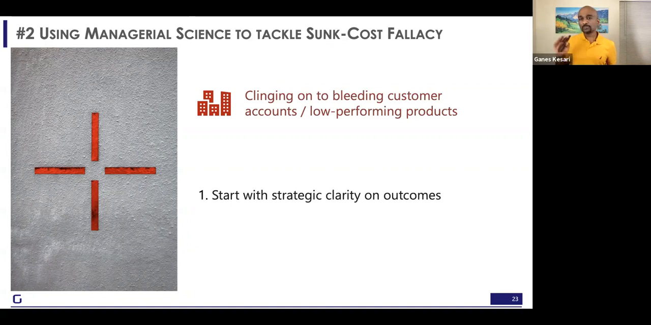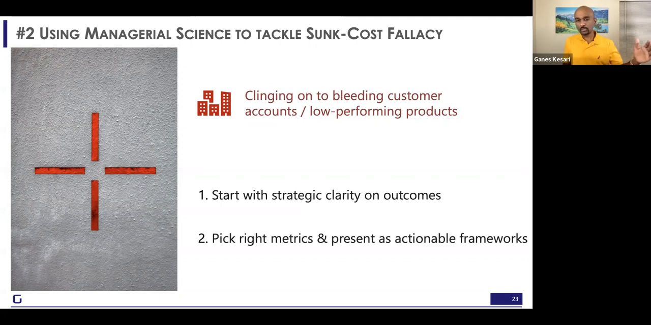Let's take the example of right sizing the customer accounts. If the organization's priority is growth and margin, like profitable growth, then you again have to come up with strategic clarity, and that is what the organization is driving towards. And number two, pick the right metrics. In this case, it could be revenue growth month on month, and second aspect could be, say, gross margins or margin per customer account. And then you convert this into some actionable frameworks.